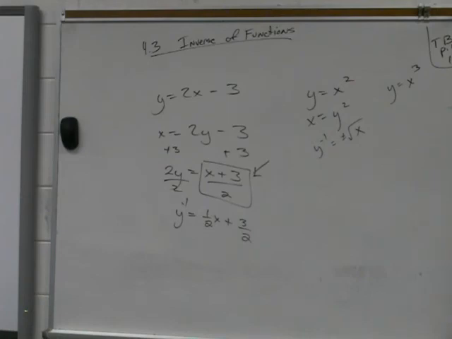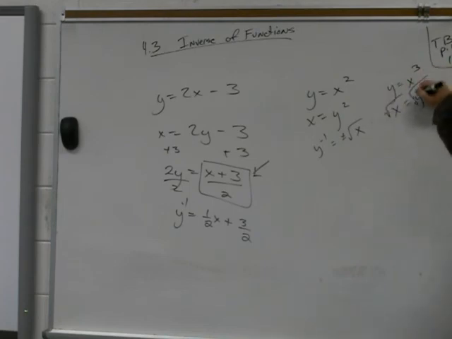If I have x cubed, and I flip-flop them, how do I get rid of the 3? Here I square rooted both sides. What am I going to do here to get rid of the 3? Anybody have an idea? There you go, Jimmy, say it again. Cube root. You're going to cube root both sides. What does that look like? Was that a guess, or have you heard that before?